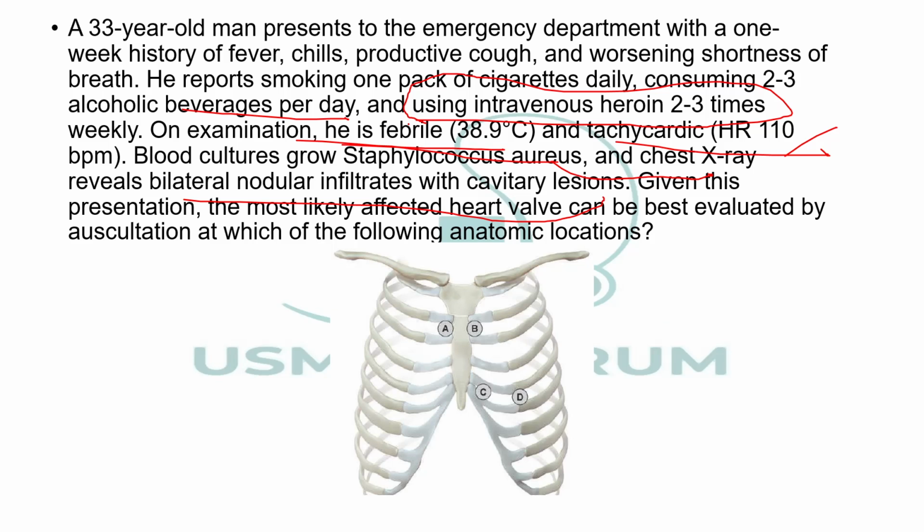And infective endocarditis by Staph aureus mostly affects the tricuspid valve, which would be in C. This would be the mitral valve. A would be the aortic, right? And B would be the pulmonic. So you have to first remember the points of auscultation. You have to remember that. Then you have to remember the pattern that I just gave you. And then you have to remember this factoid that infective endocarditis mostly affects tricuspid valve. That's it.